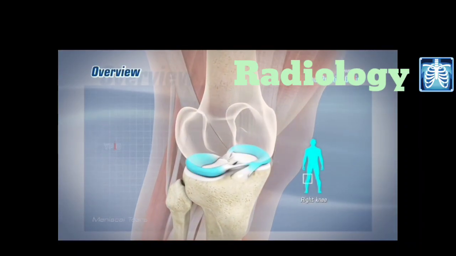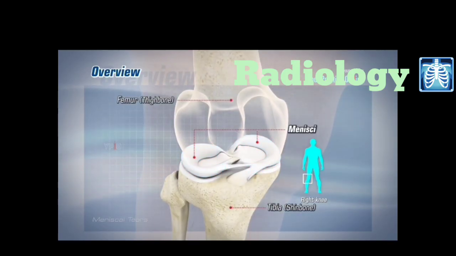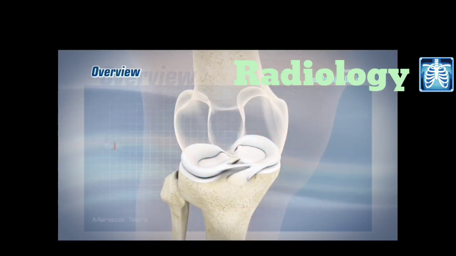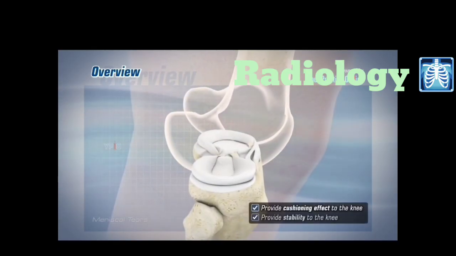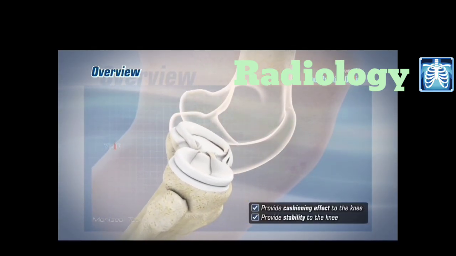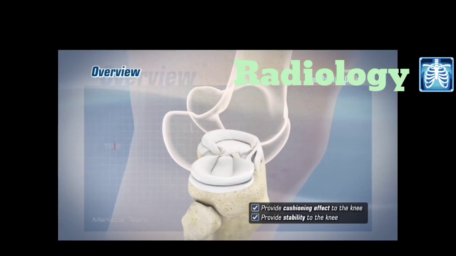The meniscus is a small, C-shaped piece of cartilage in the knee joint. Each knee has two menisci: the medial meniscus on the inner aspect of the knee and the lateral meniscus on the outer aspect of the knee. The medial and lateral menisci act as a cushion between the thigh bone, femur, and shin bone, tibia.